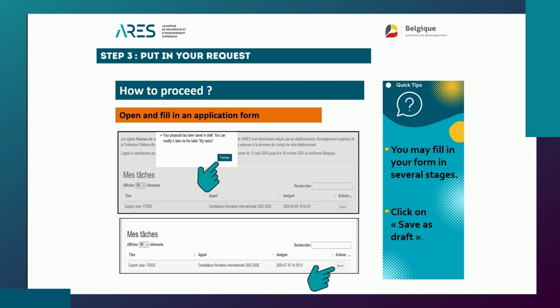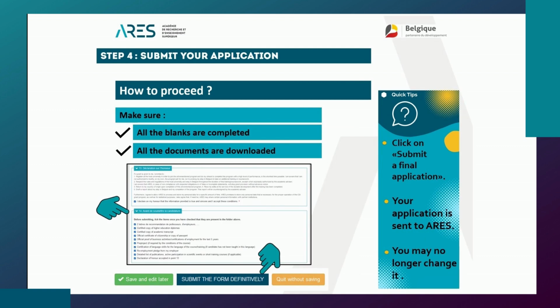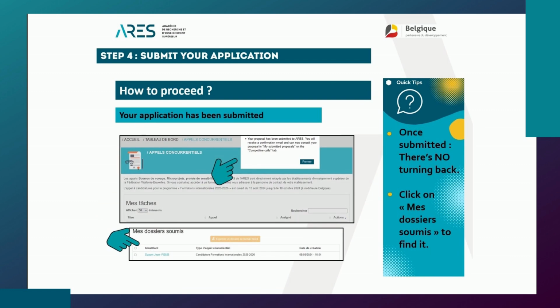Open. Last step, but definitely not least, submit your application. Prior to that, make sure all the blanks have been completed and all documents required have been downloaded. Then, click on Submit Application. From then on, you can no longer consult your form in the tab My Tasks. To find it, click on Mes dossiers soumis. Once submitted, it can no longer be modified. This means there's no turning back.